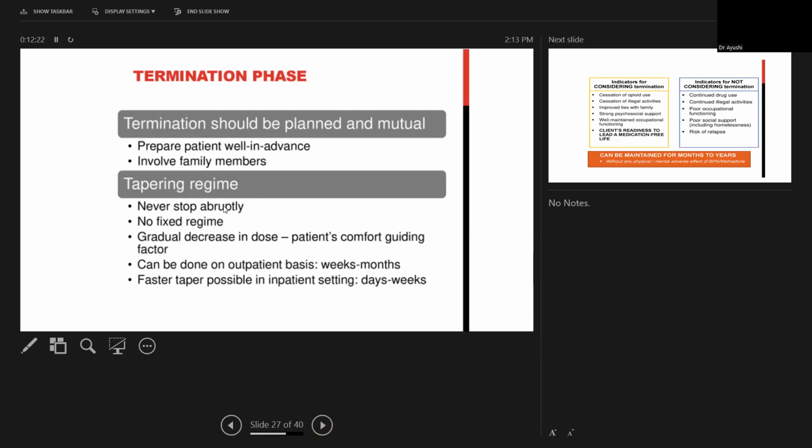There is no fixed regimen. Gradual decrease in dose, with the patient's comfort as the guiding factor, and it can be done on an outpatient basis, weekly or monthly. It can take weeks or months, and faster tapering is possible in an inpatient setting.